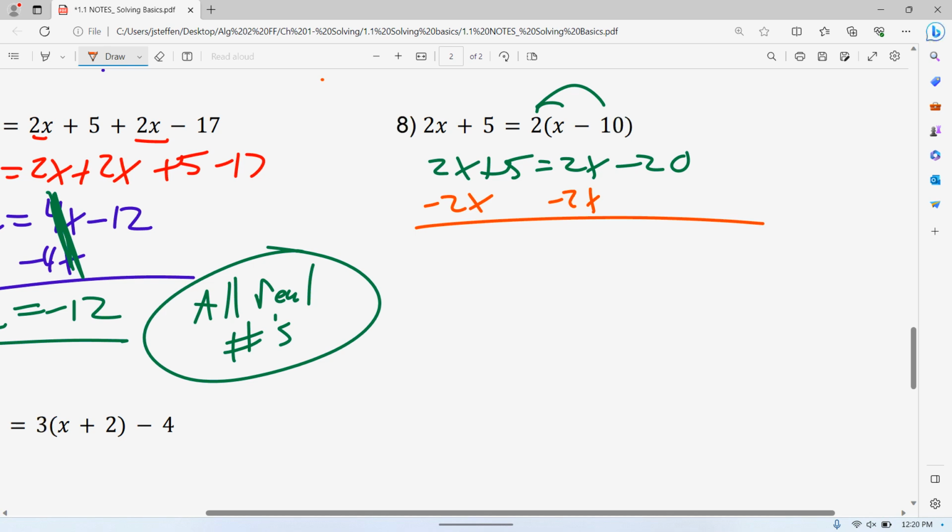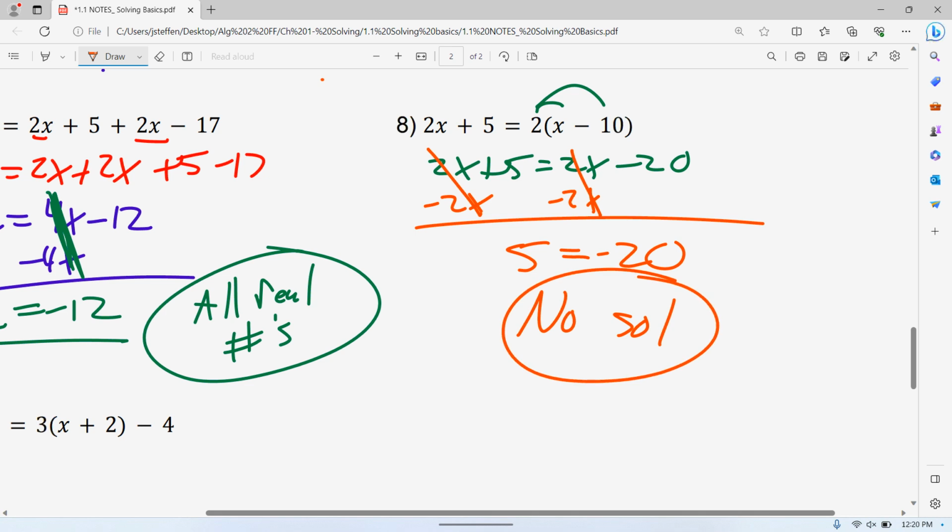2x's cancel, so variables cancel, and I'm left with 5 is equal to negative 20, which you guys all know now is false. That's not true. So this is no solution. And again, what that means is, for what number you plug in for x, it doesn't make any difference. You will never get both those sides to be equal to each other.